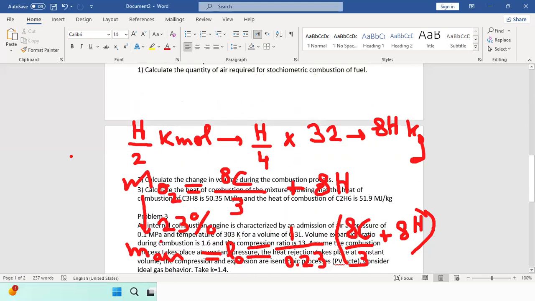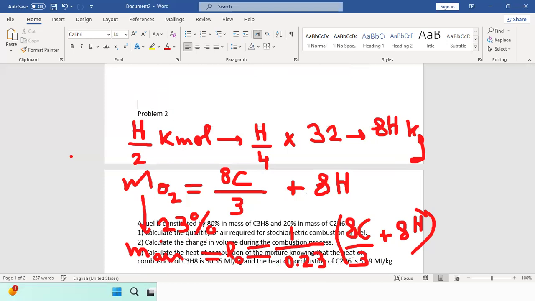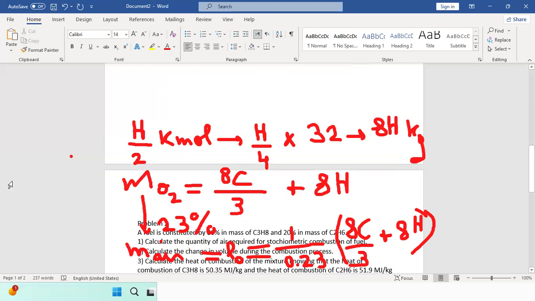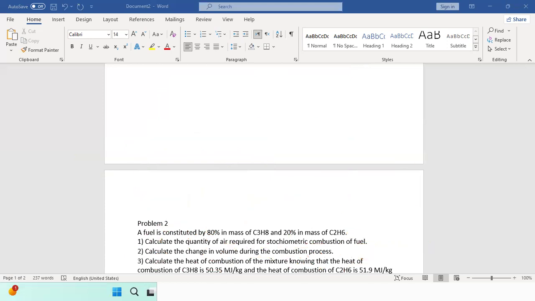So consider, in problem 2, a fuel that is a mixture of several hydrocarbons. The fuel is constituted by 80% in mass of C3H8 and 20% in mass of C2H6. We want first to calculate the quantity of air required for stoichiometric combustion of the fuel.